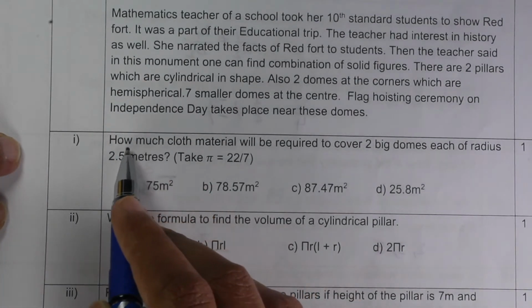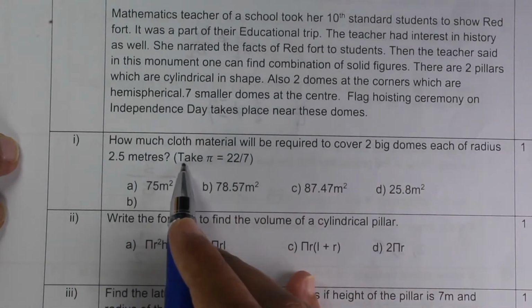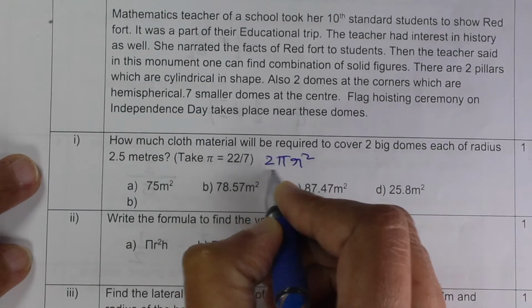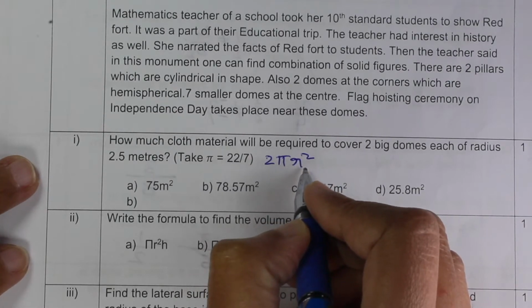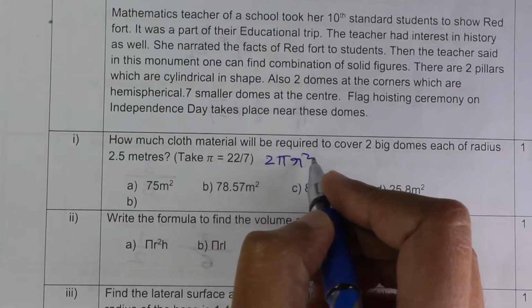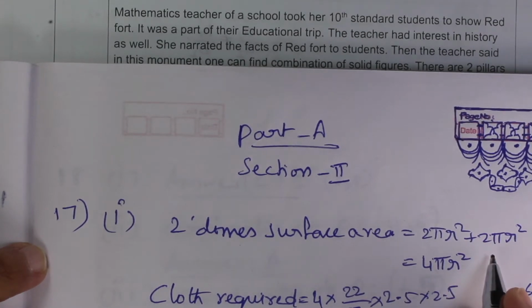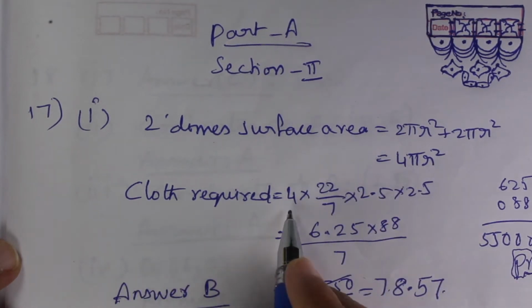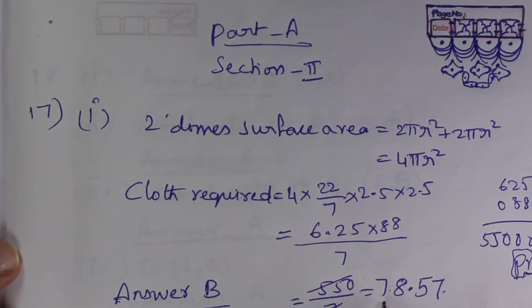First part of the 17th question: how much cloth material will be required to cover 2 big domes, each of radius 2.5 meters? So the formula for this is 2 pi r square. The surface area of the hemispherical shape will be 2 pi r square. So the total surface area becomes 2 pi r square plus 2 pi r square, 4 pi r square. Now cloth required is equal to 4 into 22 by 7 into the radius given, 2.5 into 2.5. That is equal to 550 by 7, 78.57. Answer is B.